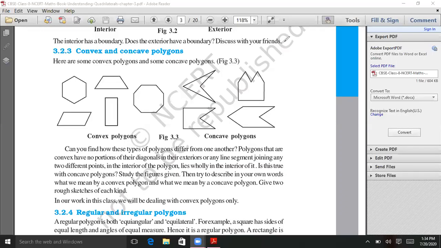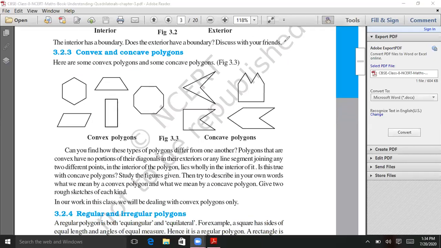Now some examples of convex polygons are square, pentagon. All these are convex polygons because their diagonals lie inside. And what are the diagonals? When we join the opposite vertices of the figure, they are called the diagonals. These are called diagonals, right?